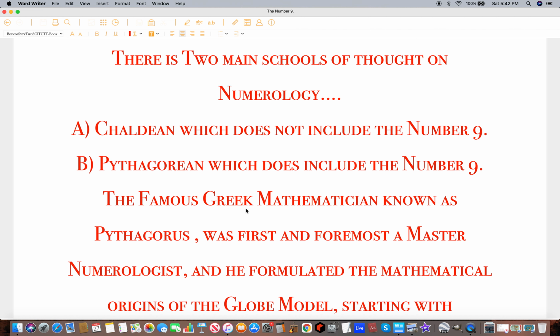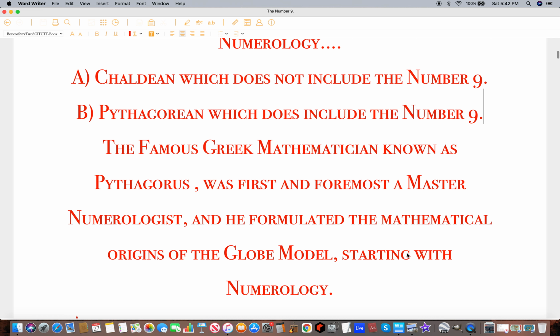The famous Greek mathematician known as Pythagoras, whether he existed or not, was first and foremost a master numerologist, and he formulated the mathematical origins of the globe model, starting with numerology. What a lot of people don't realize is that Pythagoras was first and foremost a master numerologist.